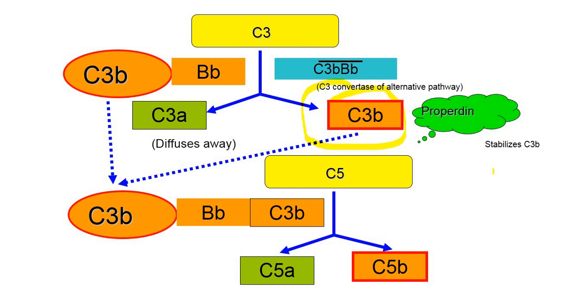Remember students, even the C5 convertase of the alternate pathway is different. What was the C5 convertase of the classical pathway? Anyone? C4b2a3b. That's fantastic. And here in the alternative pathway, it is C3bBb and C3b. So that forms C5 convertase. As the name suggests, C5 convertase will convert C5 into two fragments, C5a and C5b.